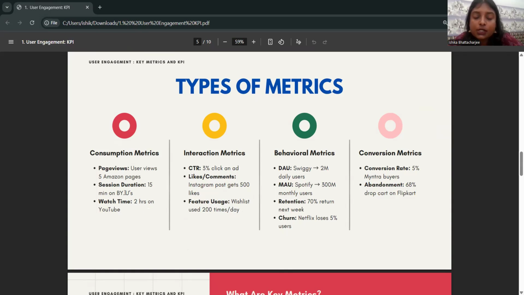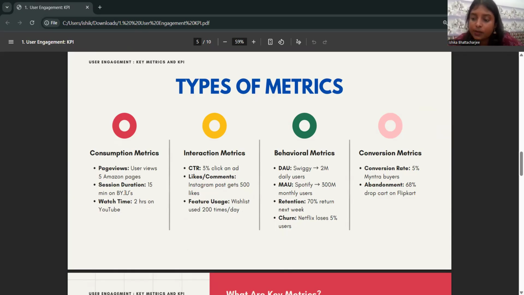So consumption metrics is simply how much my user is consuming, right? These measure how much content the users are consuming. So some examples are page views, session duration, like how many pages a user views. The user views 5 Amazon pages, and session duration, that is, how many minutes of videos my users are watching, or watch time on YouTube, like 2 hours on YouTube.